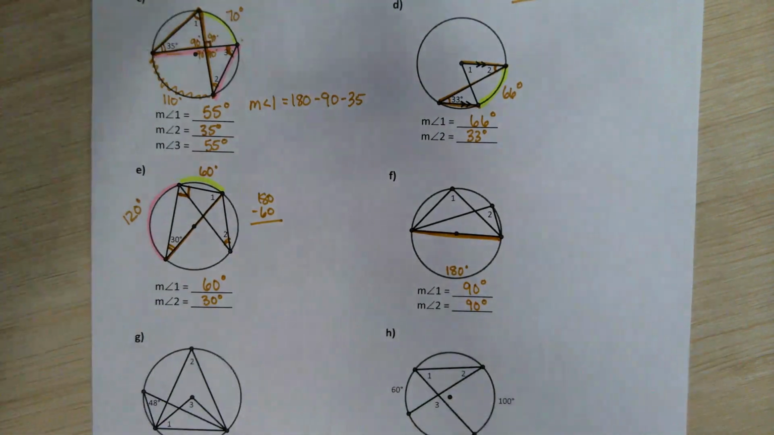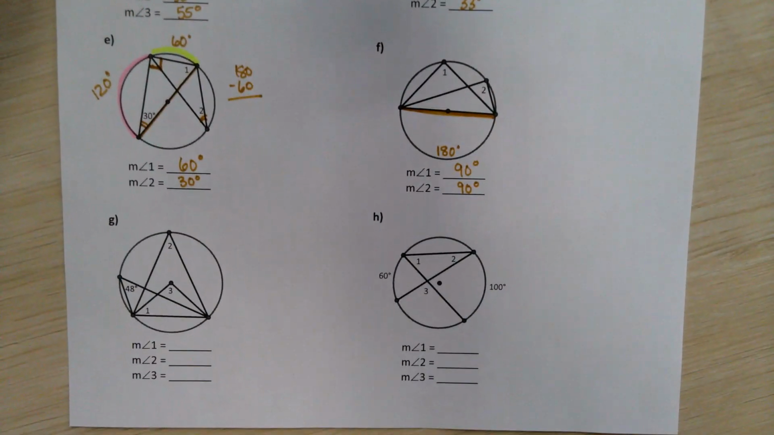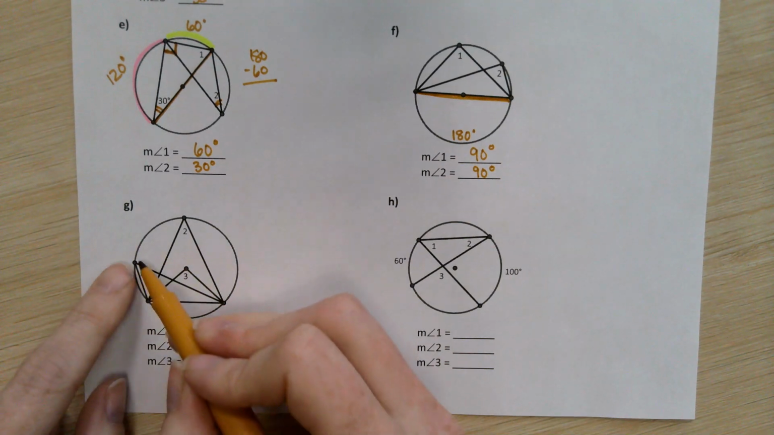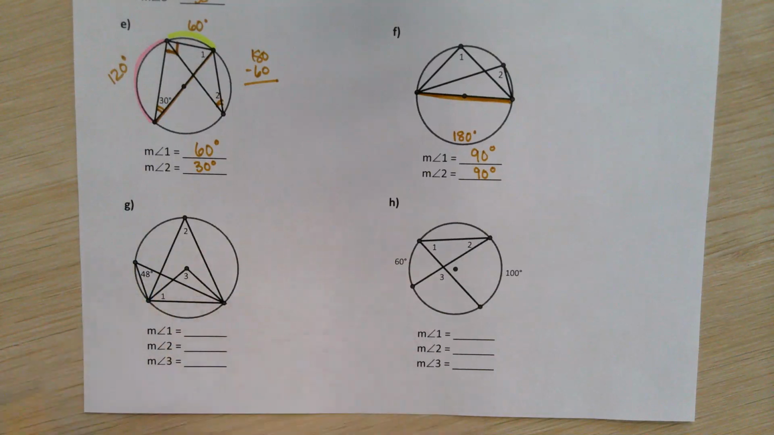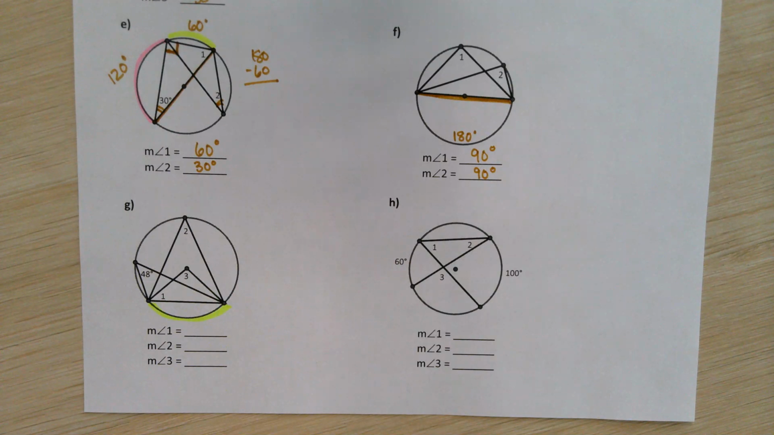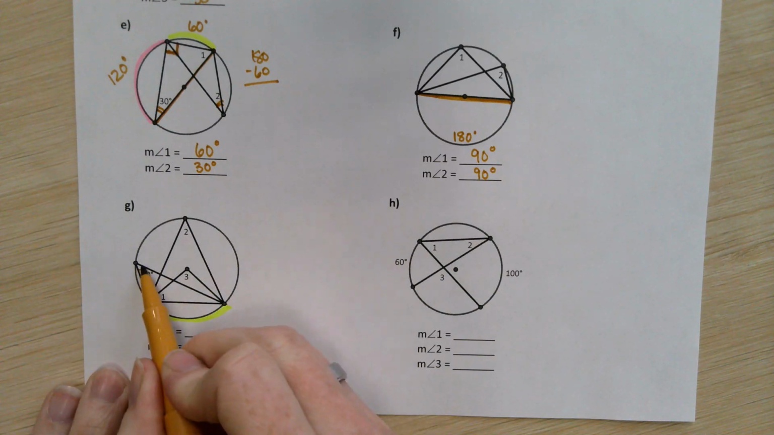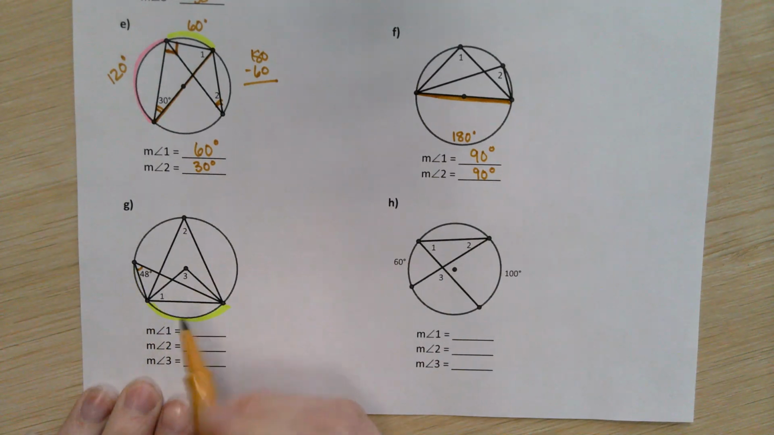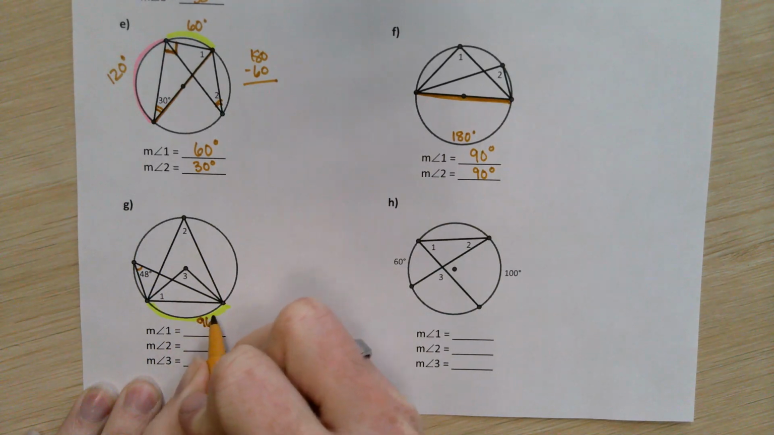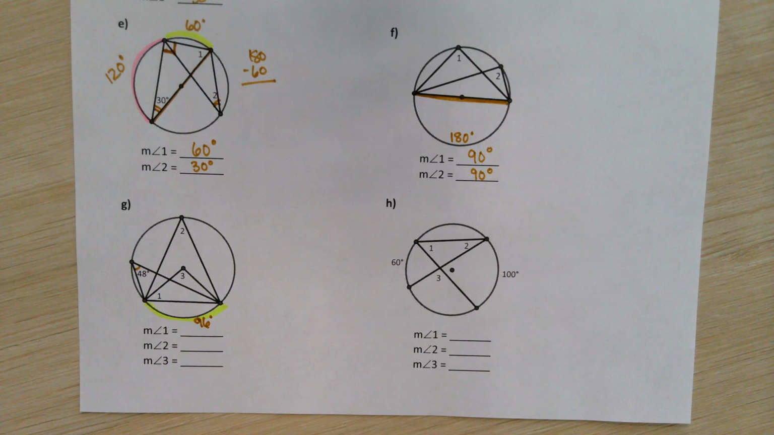Okay, 2 more to go on this page of examples. For letter G, we don't have any diameters, so we're not going to use 180 or semicircles to help us out. If we follow this 48-degree angle out, however, we can get some information about this arc at the bottom. Since that angle is on the circle, we're going to need to multiply that angle by 2. So this arc is going to turn out to be 96 degrees.